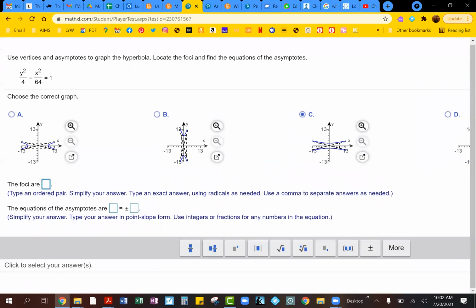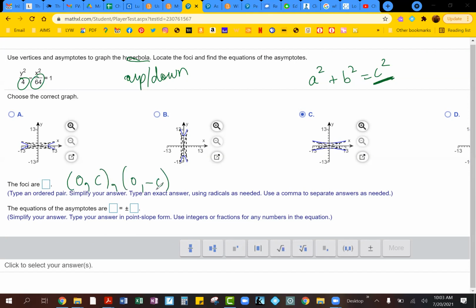Now, for your foci, remember you have to do the calculation for these, and that is the relationship between A, B, and C values. So your A and B are going to be coming from the denominator, and then you have to calculate the C to come up with what the foci is going to be. And obviously, since this is a hyperbola that's opening up and down, remember the ordered pairs of your foci have to be on the y-axis, which means it's going to be 0, +C and 0, -C, once you calculate this number.